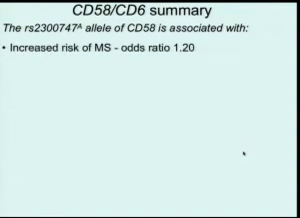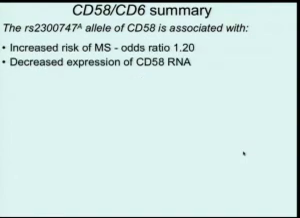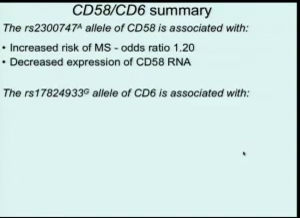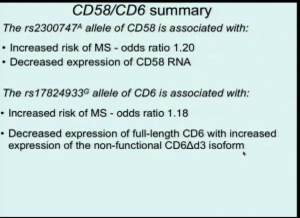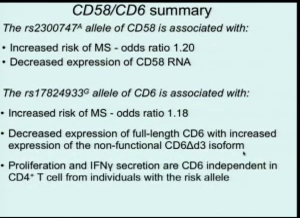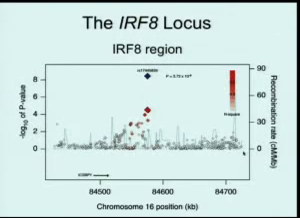So in summary, this A allele of CD58 is associated with increased risk of MS and decreased expression of CD58, whereas the 178 allele is associated with increased risk again, and again decreased expression of full-length CD6 with a non-functional delta 3 isoform. And we find that the proliferation and gamma secretion become CD6 independent in those individuals, again providing perhaps part of the mechanism for disease risk.